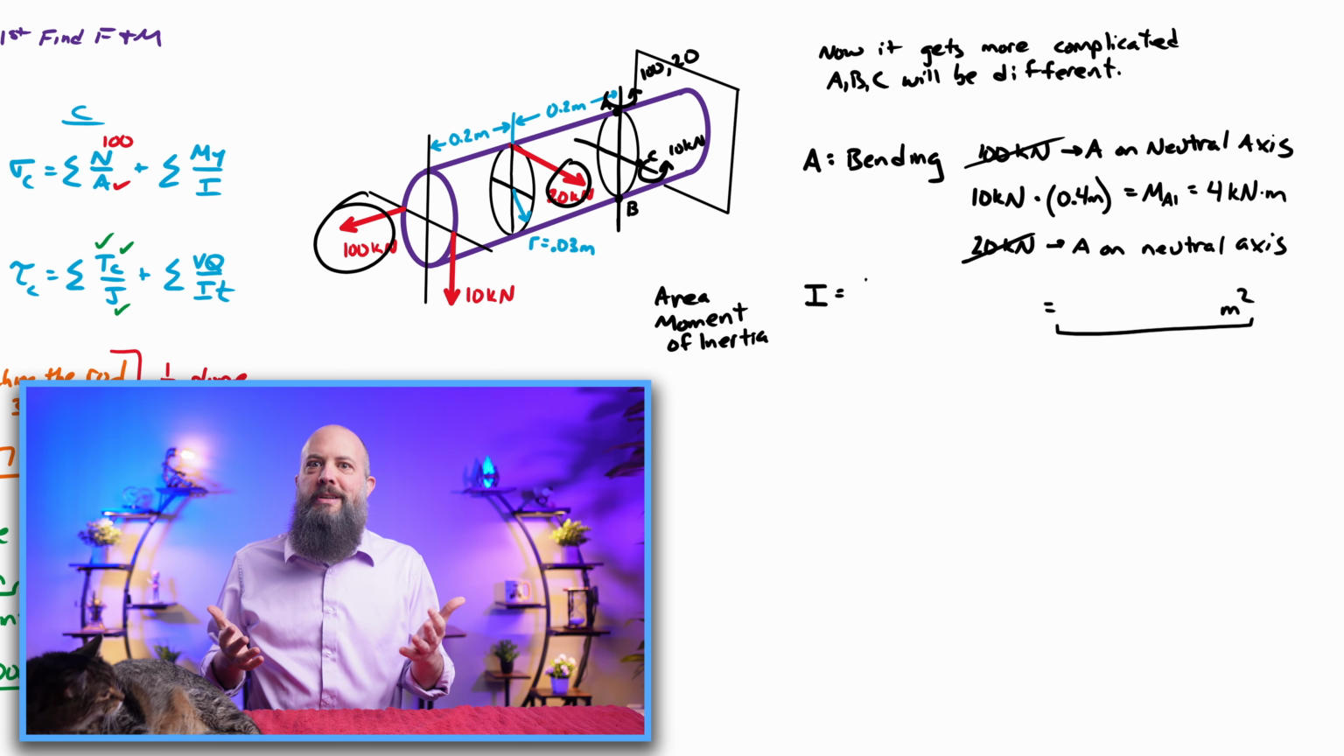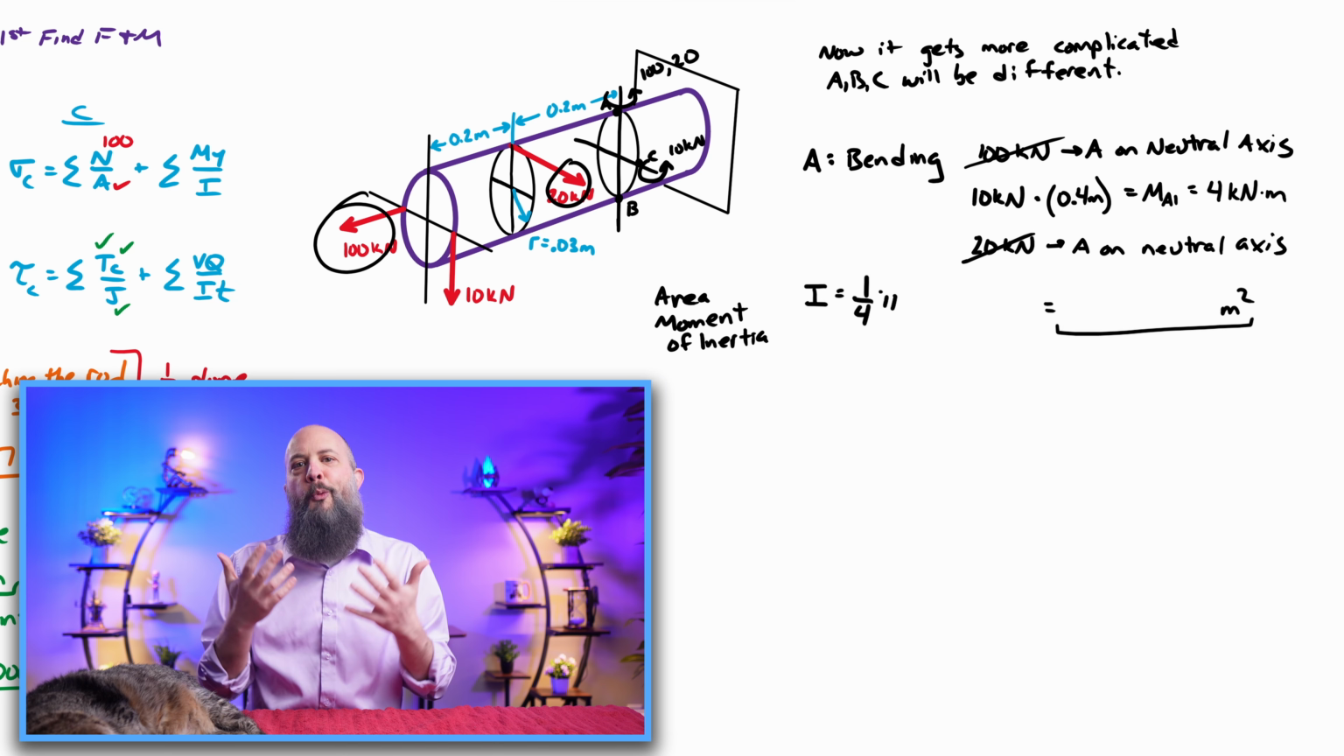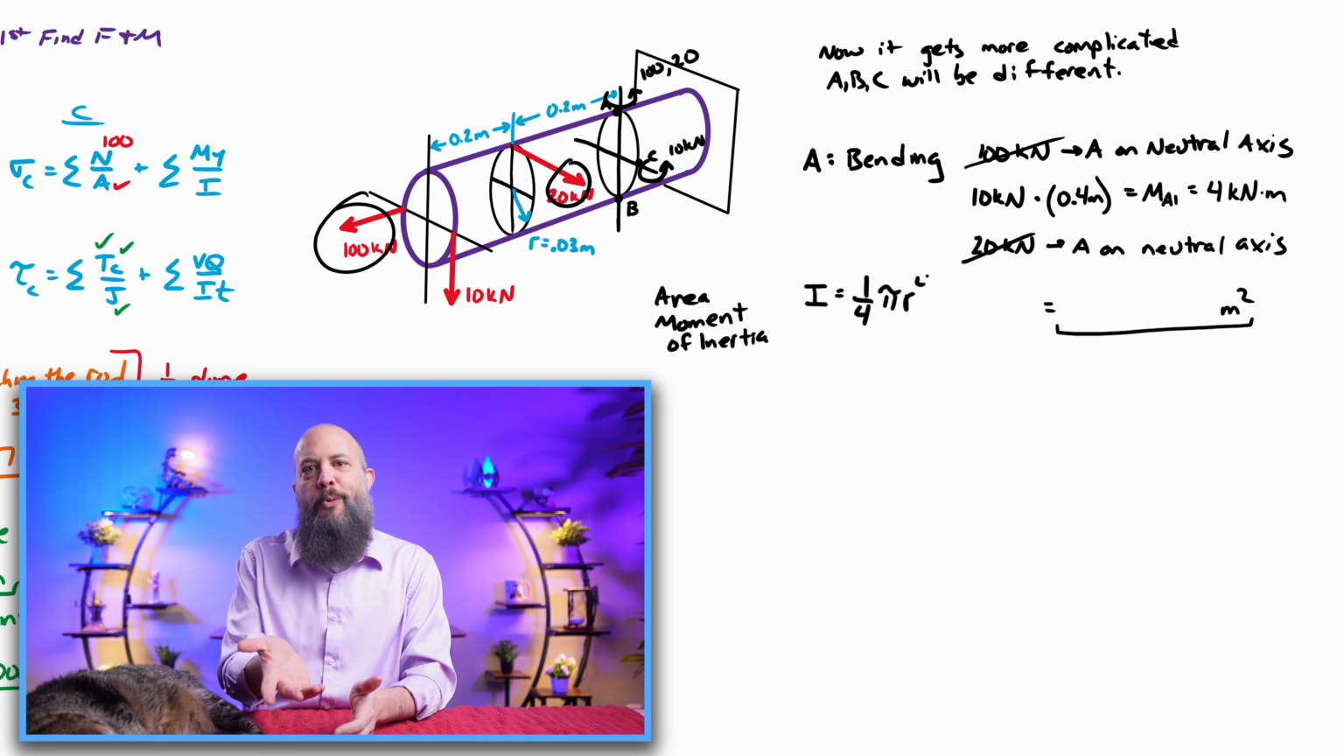Area moment of inertia, I for a full circle, you'll probably have to look this up in a table, 1/4 pi r to the 4th.